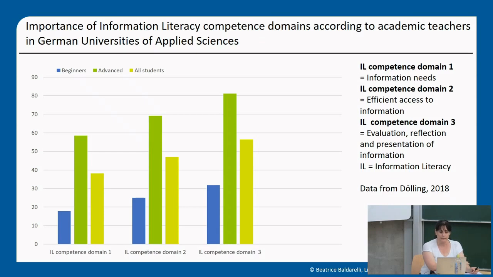Dölling interviewed academic teachers of different German universities about 3 domains of information literacy competences regarding their importance. The domain covering critical evaluation of sources and presentation of information, including citing, turned out to be the most crucial in their opinion. Gaps in this area would explain the students' incapacity to productively combine pre-existing knowledge with original ideas, thus paving the way to plagiarism.